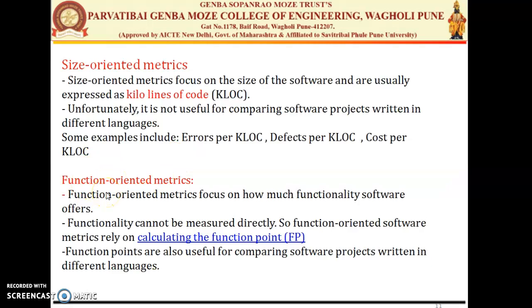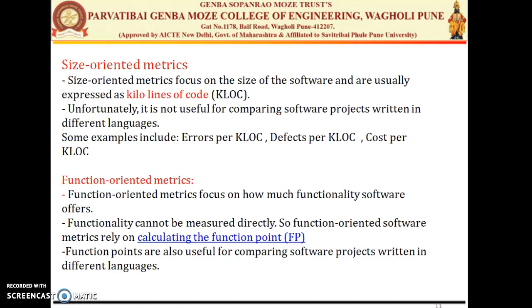Then next we have the function oriented matrix. It focuses on the functionality of the software, meaning how the software is offering functionalities. It is totally dependent on the functionality of the software, but the functionality of software cannot be measured directly. As we have seen, there are two measures, direct and indirect. Among indirect measures, we have functionality, quality, reliability and other factors, but those cannot be directly measured. So what we have is FP, the function point, a unit to measure the count of the functionality provided by the product.